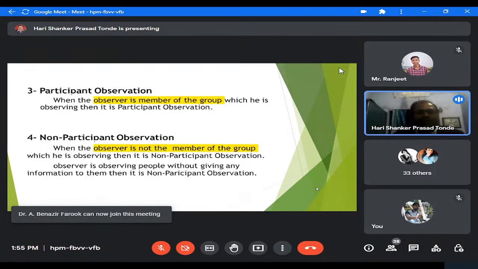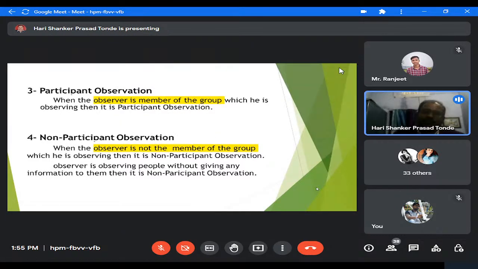Third one is the participant observation. When the observer is a member of the group, as opposed to when the observer is not a member of the particular group. In participant observation, the observer is a member of the group which he is observing. For example, if any vaccine is being tested, and I am a researcher, I am the observer, then I have also participated in that particular test. The vaccine is injected in my body, and what the result outcome will be, that will be observed by me. This is the participant observation.